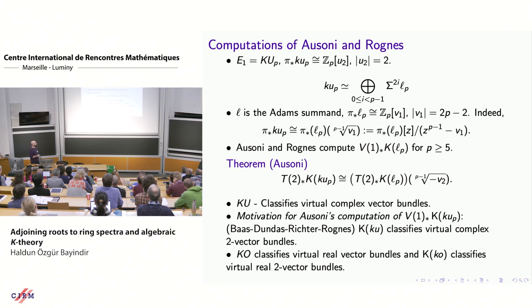There's also a real counterpart of this story. If you take the real K-theory spectrum, then algebraic K-theory of KO classifies virtual real 2-vector bundles. And that's why in this work we're interested in computation of this T2 homology of this guy.